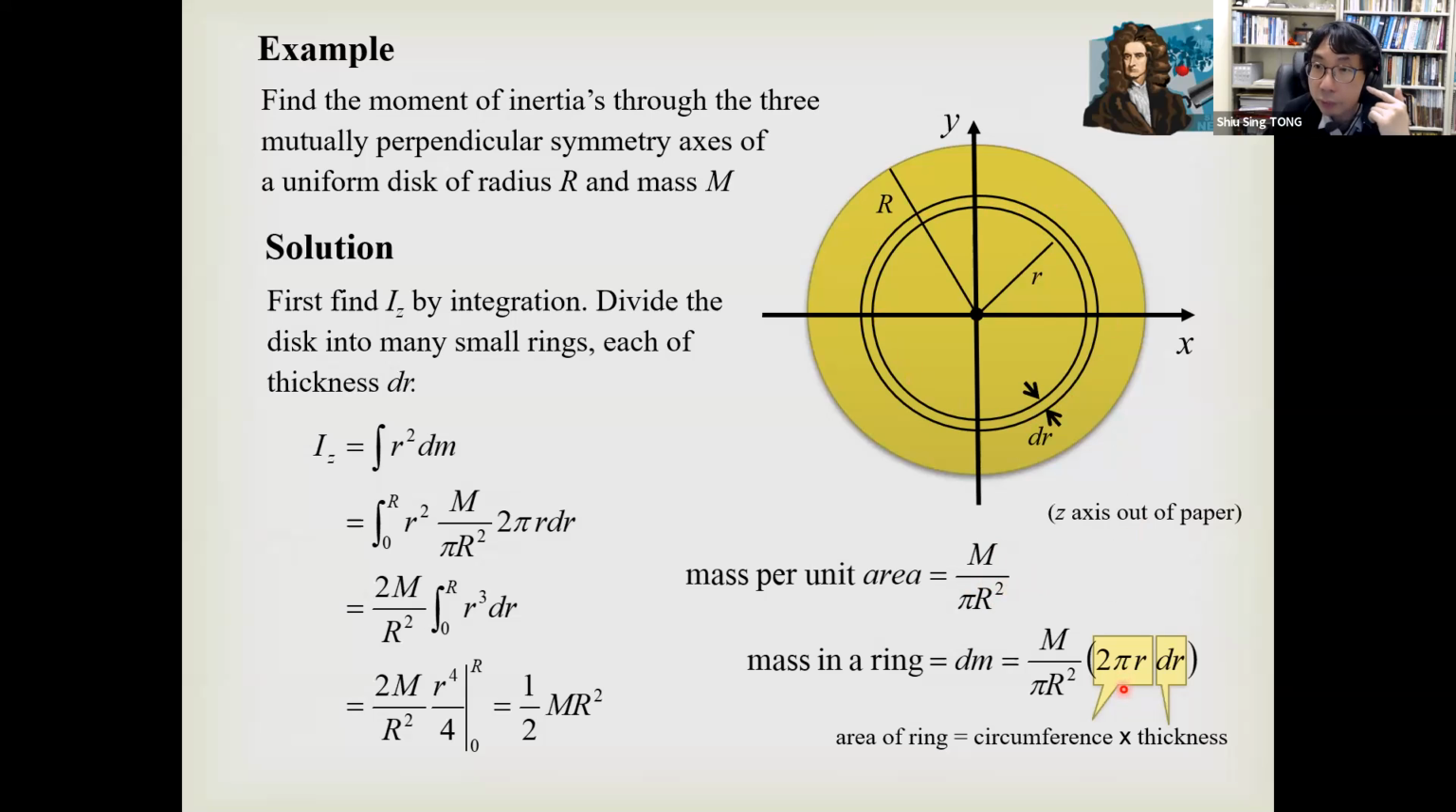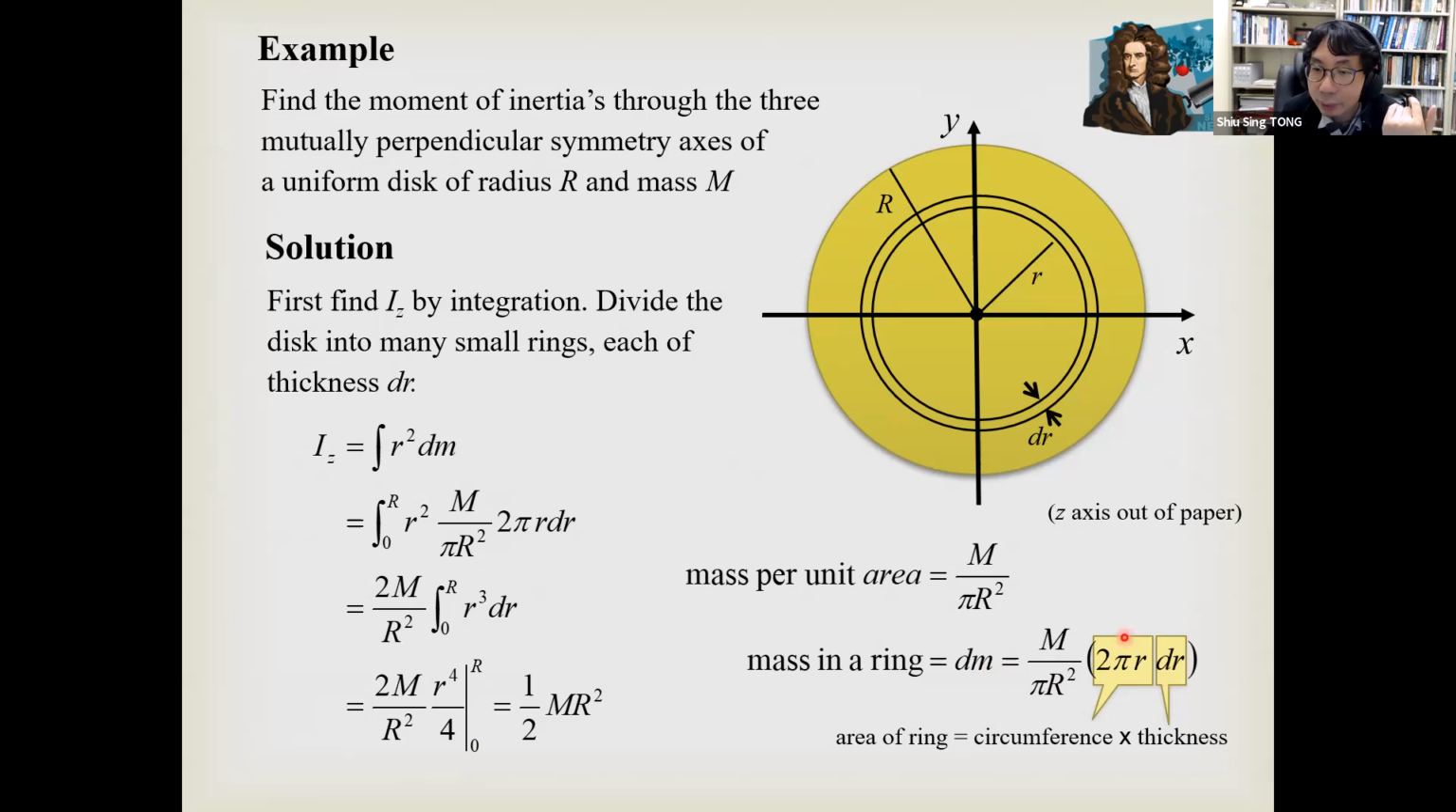Well, the area of the ring is given by its circumference, which is 2 pi r, multiplied by the thickness. There's a little bit of thickness, so you neglect the difference between the inner and outer radius, or outer circumference. So you simply multiply the circumference with the thickness, and you get the area. Okay, so 2 pi r dr is the area. And when the area is multiplied by the density, you get the mass of the ring.